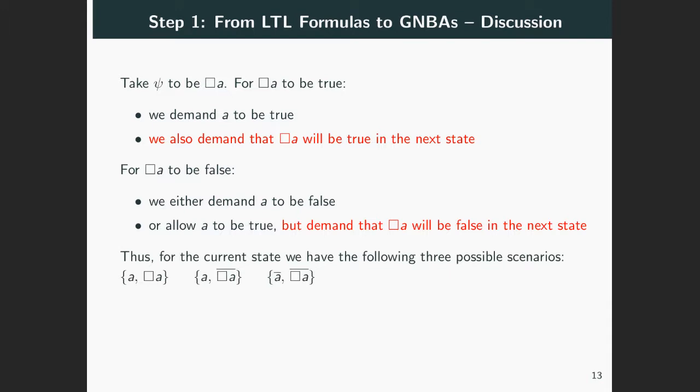So our analysis has shown three possible scenarios that make sense, in that they are consistent in the current state. Either always A and A are true, or always A is false and A is true, or finally, both A and always A are false. These scenarios only refer to the current state. There will also be some requirements on moving forward to the next state, which will include the demands shown above in red, this bit and this bit.